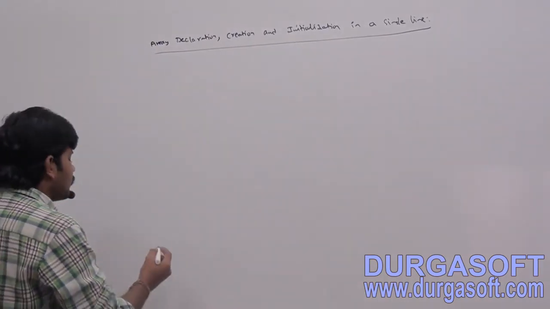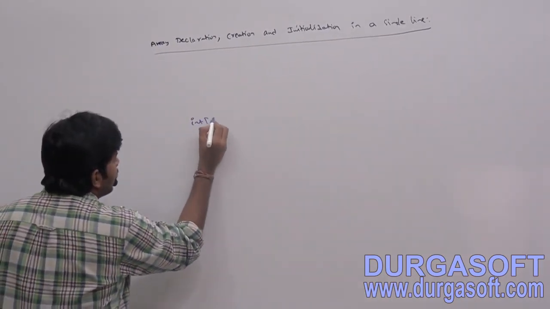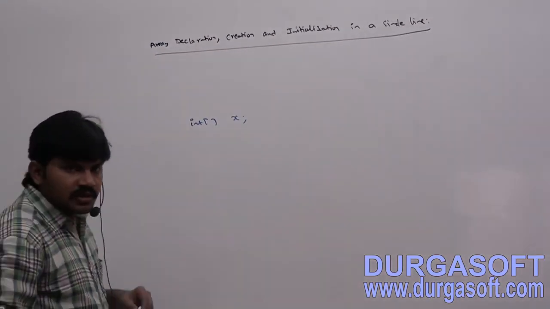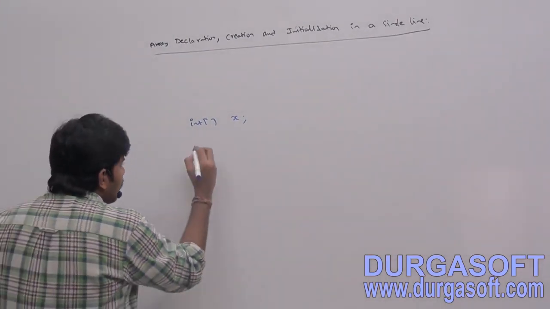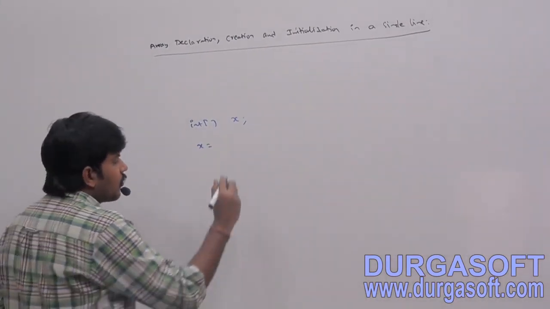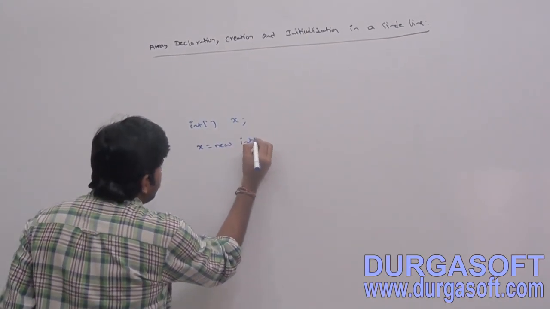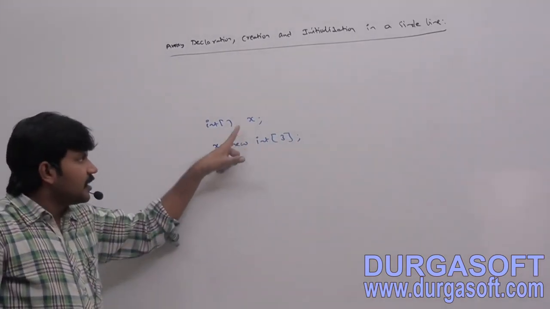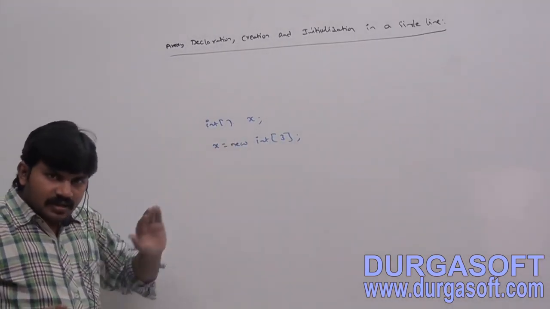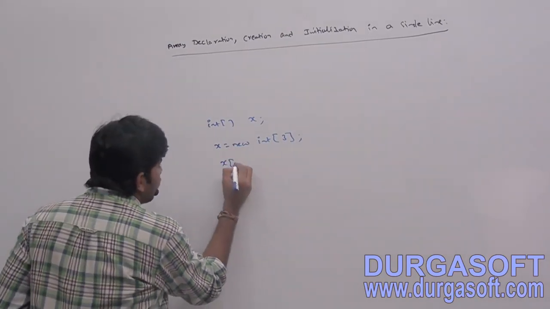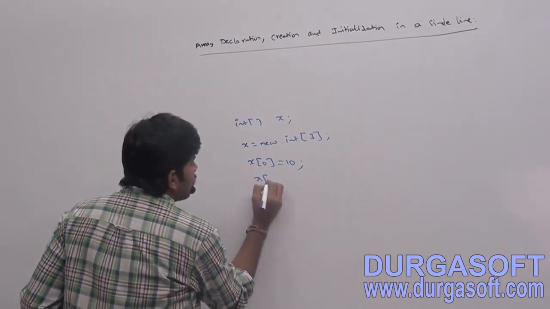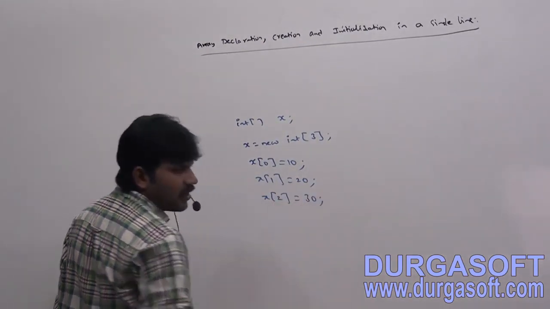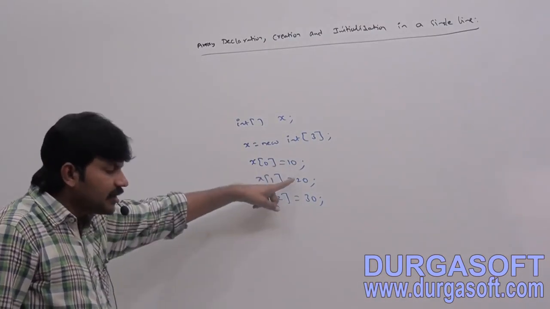Best example, just observe. I am taking int array x. Can you tell what I am doing? I am declaring an array. x is equal to new int array of 3, I am taking. Can you tell what I did? I created. In the first line, declared. Second line, created. And then x of 0 is equal to 10, x of 1 is equal to 20, x of 2 is equal to 30. Are you getting it right? 10, 20, 30. What did I do? Initialization.